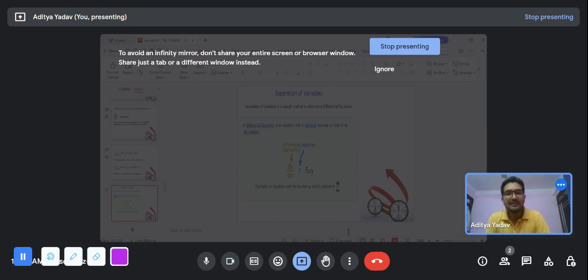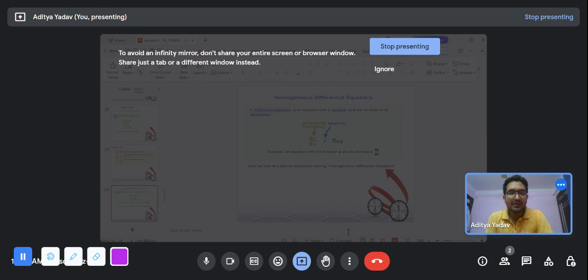This is another example to solve with the help of the method of separation of variables. We have dy by dx is equal to 5xy. Now what we will do is separate the variables x and y and integrate them, and we will get the idea.